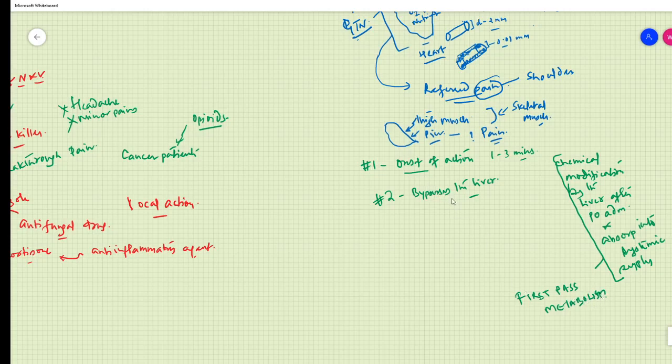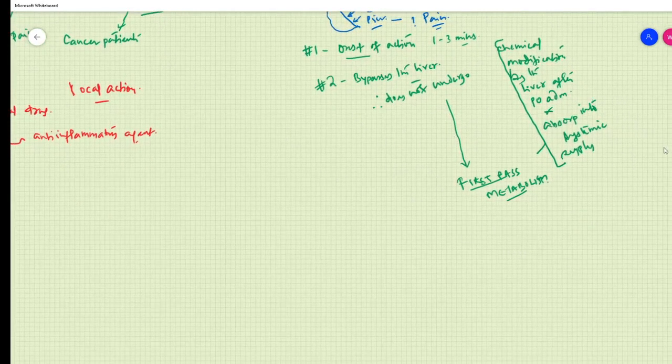We said that it goes into the veins, and from there it goes into the systemic circulation. It bypasses the liver. If it bypasses the liver, it won't undergo first pass metabolism. Therefore, there the bioavailability will be much greater. So these are the reasons that this drug is given sublingually.